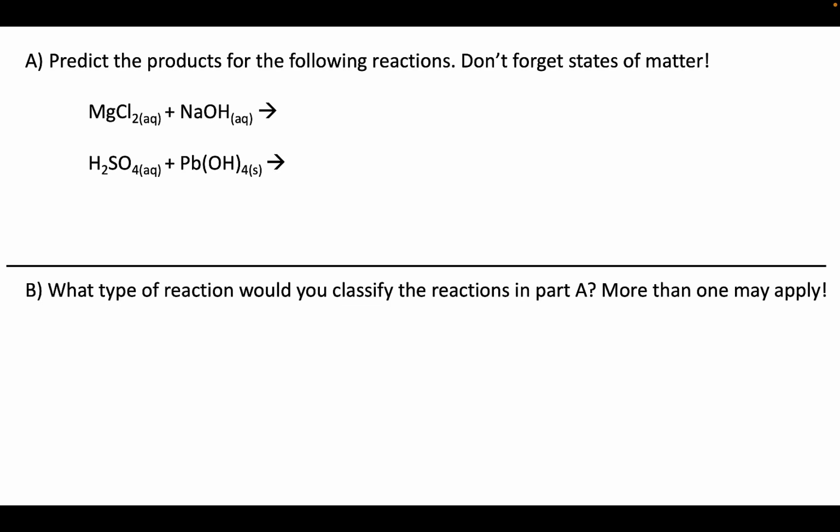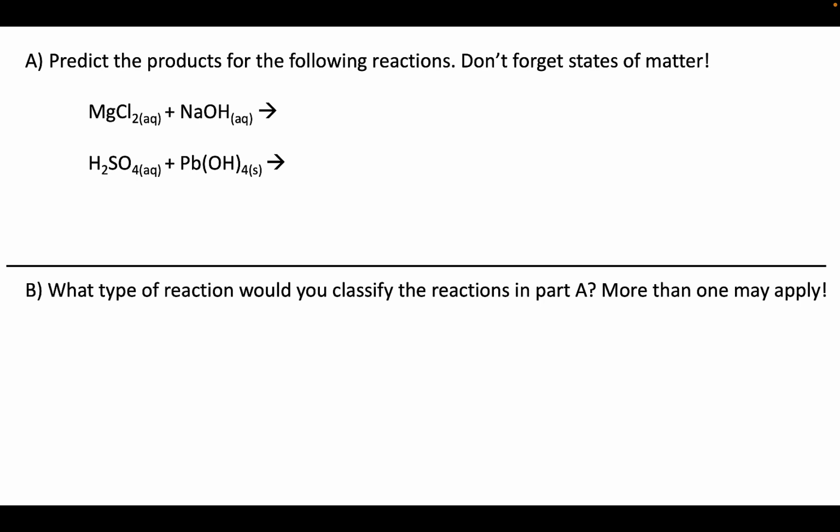In this quiz, we were looking at predicting products of reactions as well as redox reactions. So here we're asking, what are the products for the following reactions? Basically, if I bring magnesium chloride and sodium hydroxide together, what do we get? And if we bring sulfuric acid and lead 4 hydroxide together, what do we get?